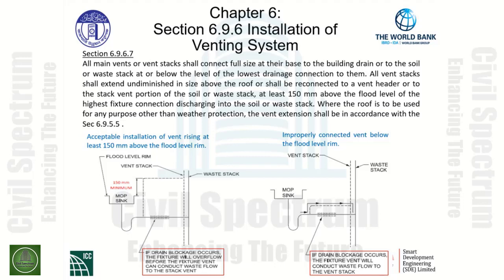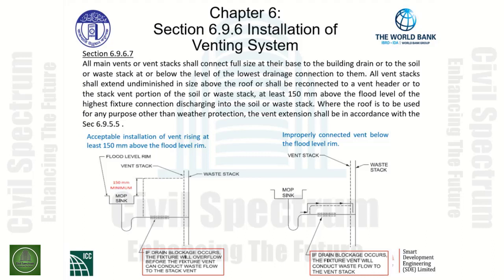As an example, if the drain blockage occurs where indicated here on the fixture drain outlet to the waste stack, the fixture will overflow before the fixture vent can conduct the waste flow to the stack vent. So this is a safety procedure by having this vertical elevation, so we do not discharge into the venting system.